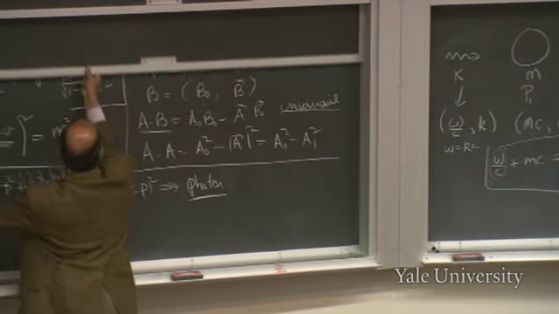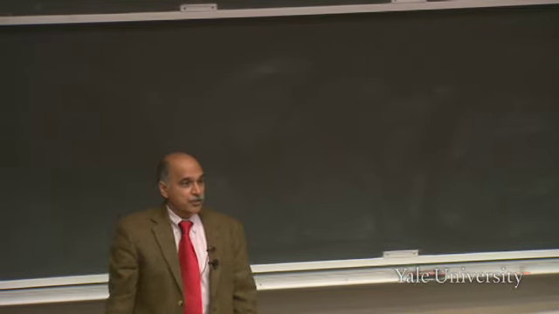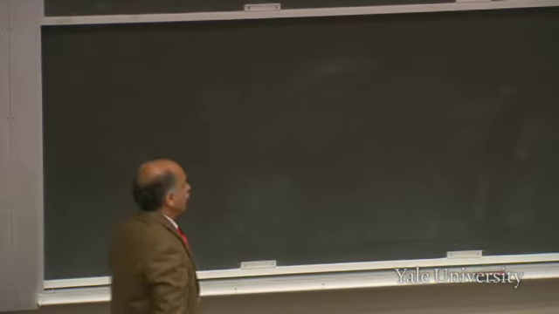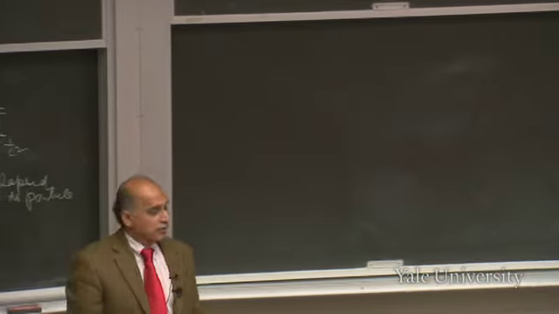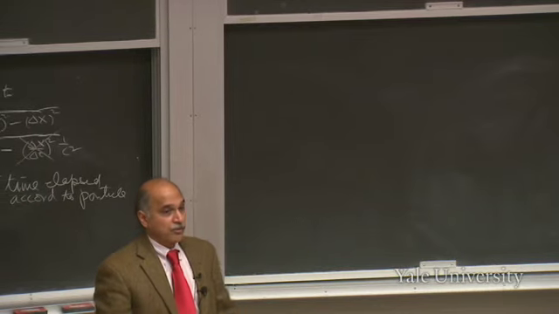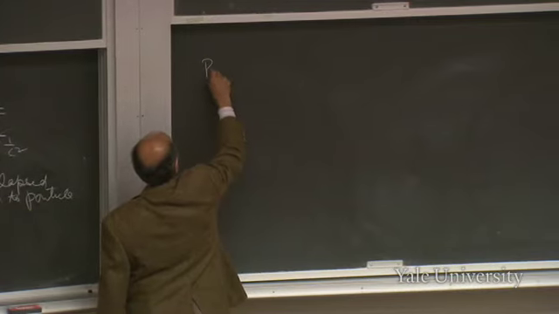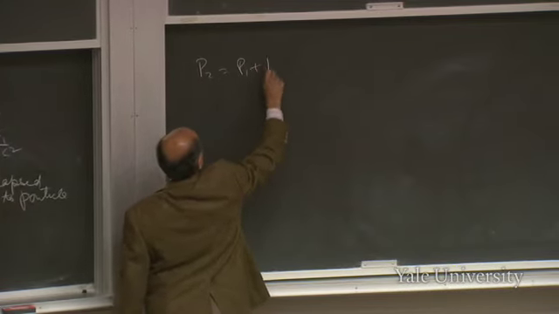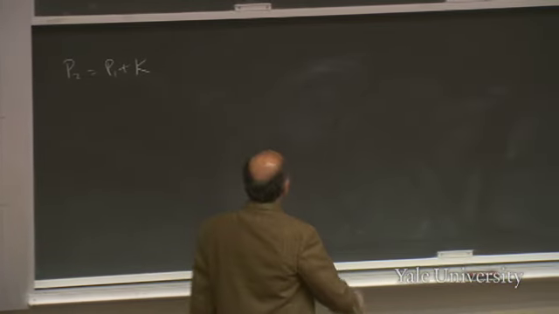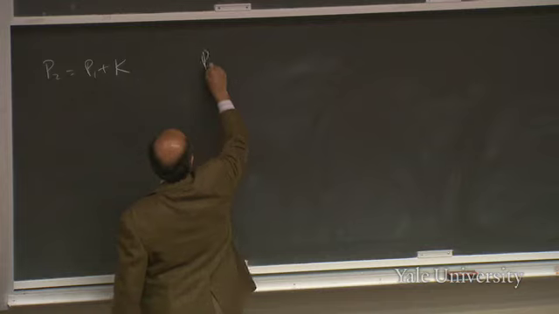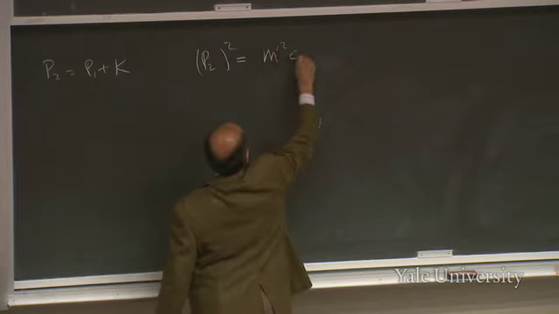So let me come down here so you can see. Here is the shortcut. The shortcut is to work entirely with 4 vectors and 4-dimensional dot products, and don't get down to the ugly business of writing each component. We know that P2 is P1 plus K, right? And who are we after? We are after m prime. Then we remember that P2 squared, namely P2 dot P2, is equal to m prime square c square.